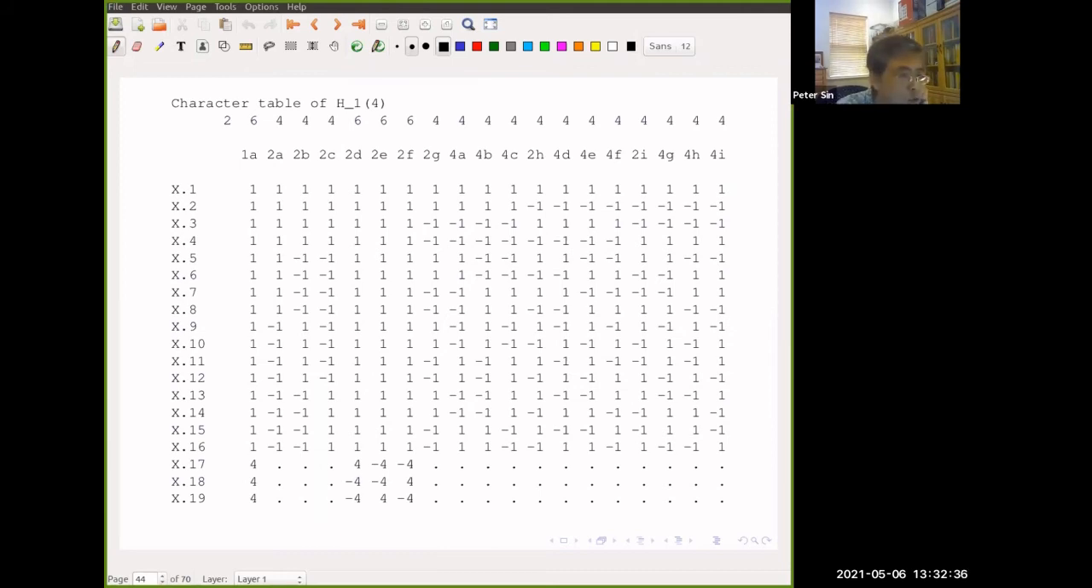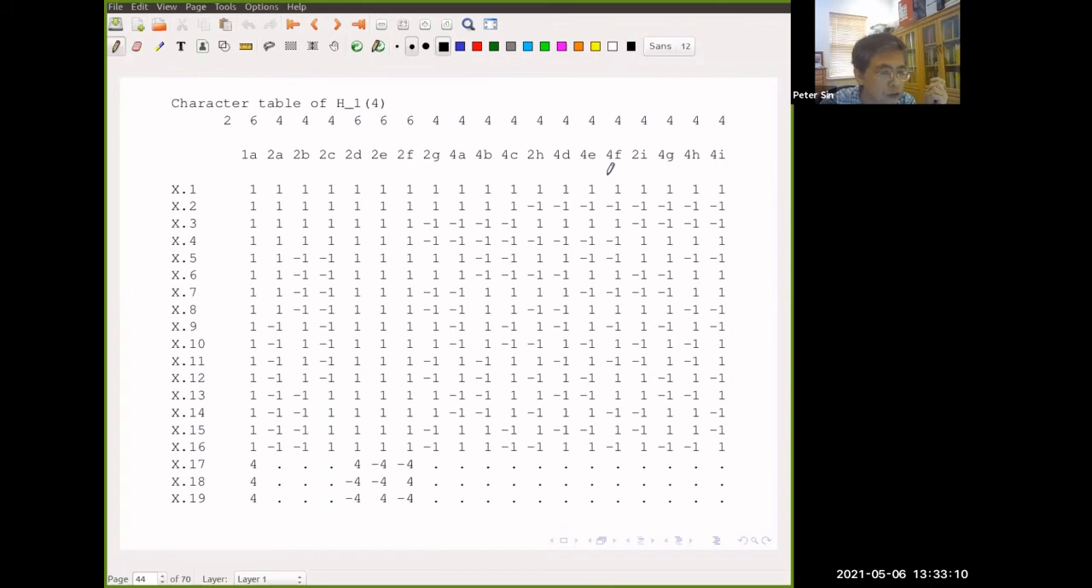Okay, so for example, 2G has a 4 above it. That means that the centralizer of an element in the class 2G is of order 2 to the 4. Okay, and so the size of the conjugacy class 2G will be the group order divided by 2 to the 4, which will be 2 squared, right? 4. So each of these conjugacy classes on the right will have size 4.